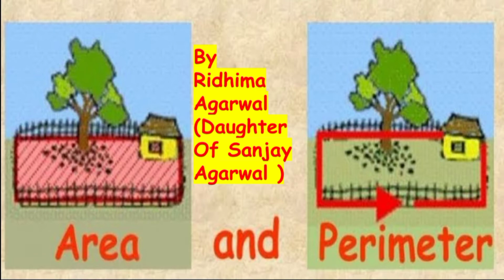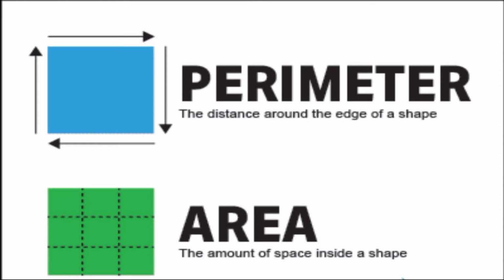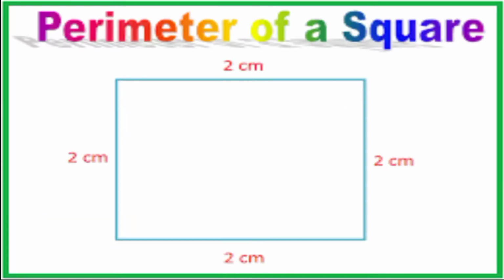So let's start simply with what is perimeter. Perimeter is the distance around the edge of a shape, while area is the amount of space inside a shape. You can see the pic. So now let's start with perimeter. Perimeter of square. The formula is side into 4.